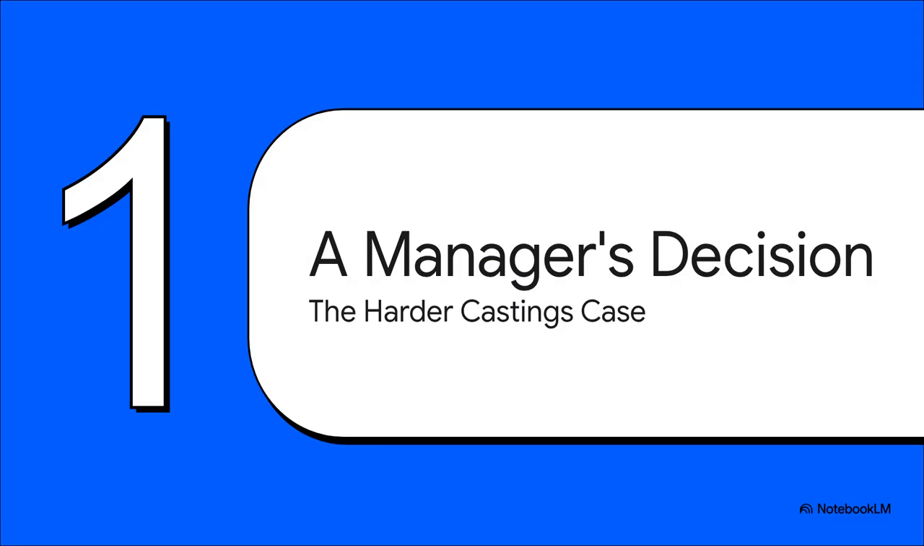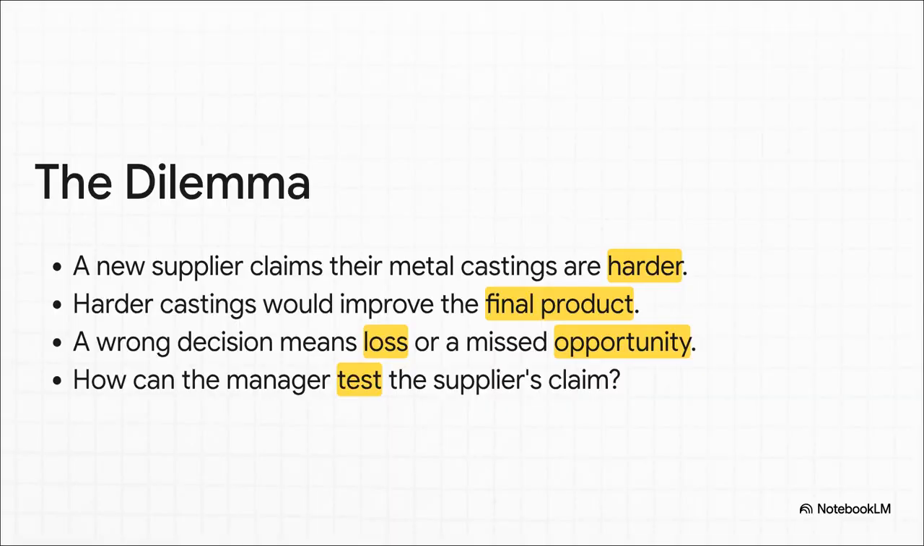Okay, to make this feel real, let's zoom in on a classic example from our source material. We're going to follow a purchase manager who's facing a really tough call about whether to buy a new, more expensive type of metal casting. So, you can see the manager is really in a tough spot here. On one side, he's got the promise of a better product, but on the other, there's the very real risk of just wasting a ton of money. He can't afford to just guess. He needs a system, a formal way to figure out if this supplier's claim is the real deal or just a bunch of hot air.